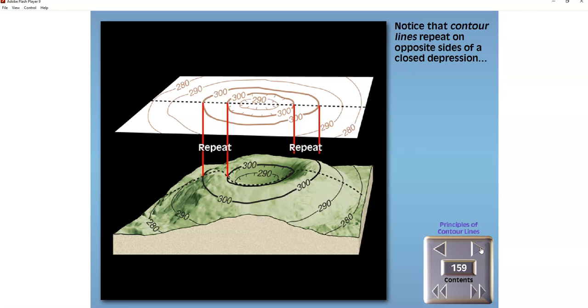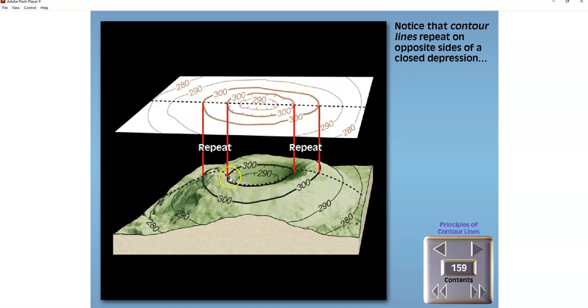Notice that contour lines repeat on opposite sides of a closed depression. So you can see if you were walking up this hill and then you get to the top, there's a little depression, sort of like a volcano kind of situation. This line's 280 feet, 290 feet, then you have 300, then you go up over the rim, and you come back down, and this first depression line is always going to be the same elevation as the last solid line on the outside of the rim. So they repeat. So it's 280, 290, 300, then you go up over, and this is 300.